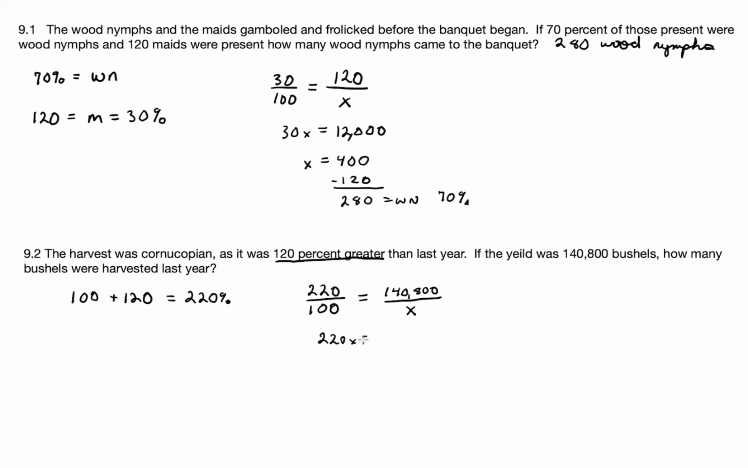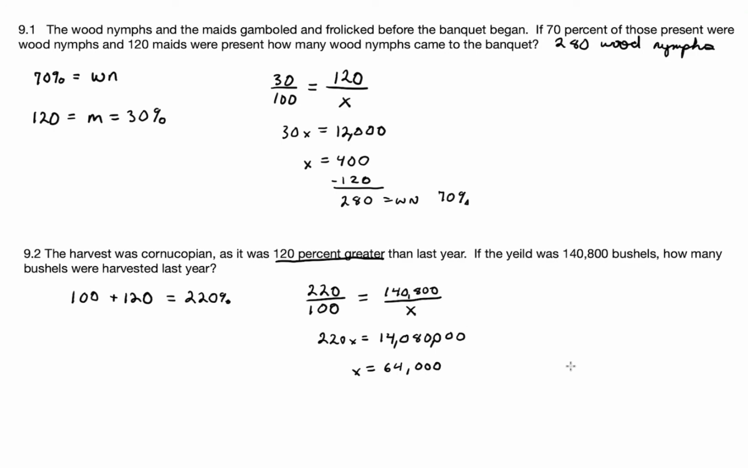220x equals, and I just put 2 more zeros on there for the 100. That's going to be 14,080,000. We divide that by 220 and that becomes 64,000 bushels. Man, that's a lot of bushels. All right, so last year they had 64,000 bushels.